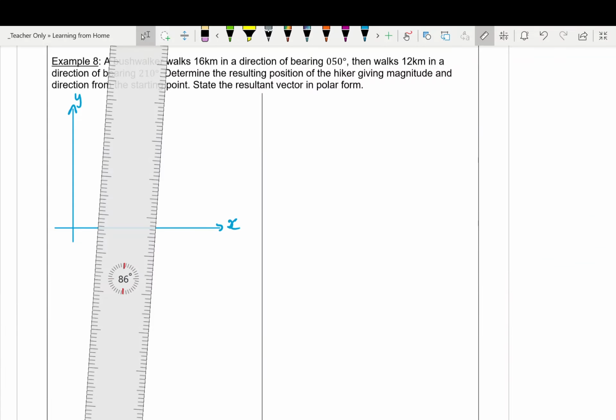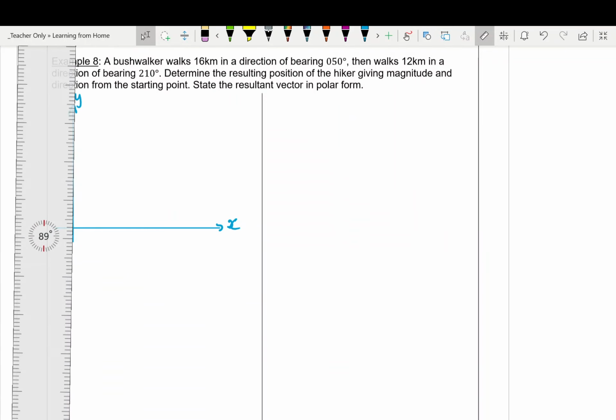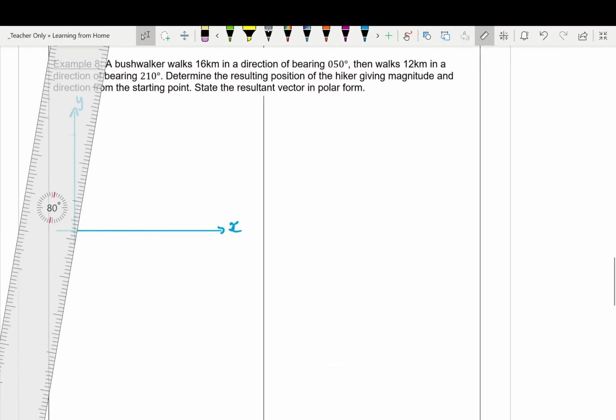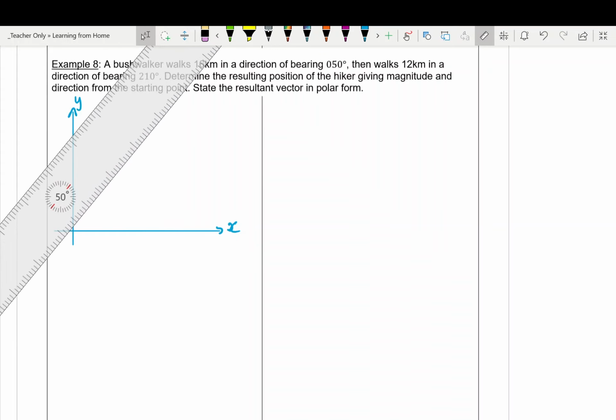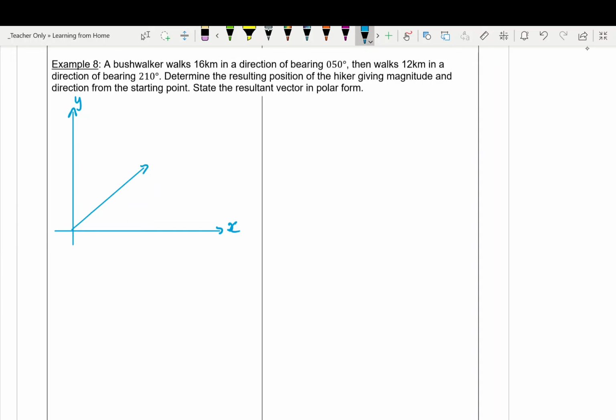We start with the direction true of 50 degrees. So if I'm starting at this 90 and I go 50 degrees to the right, that's going to take me to 40 on my ruler. And so we have this vector coming out here that has magnitude of 16 kilometers and a true bearing of 50 degrees, which means the angle that we actually care about is 40 degrees.